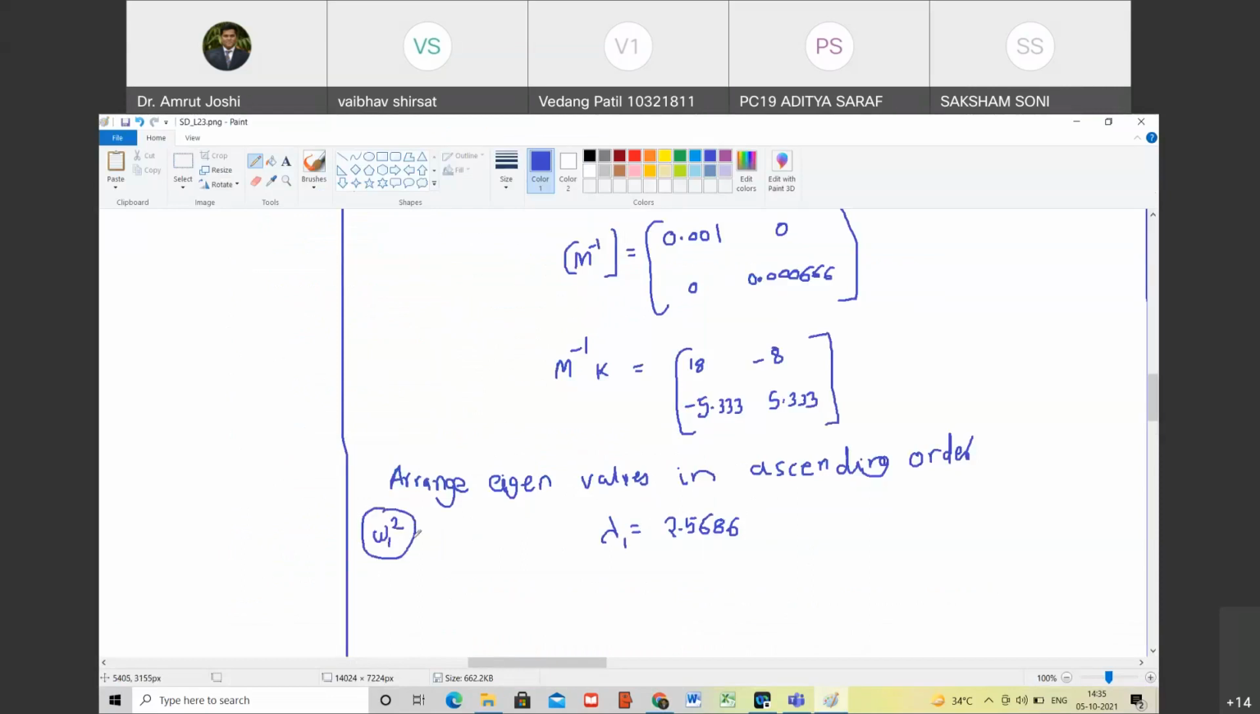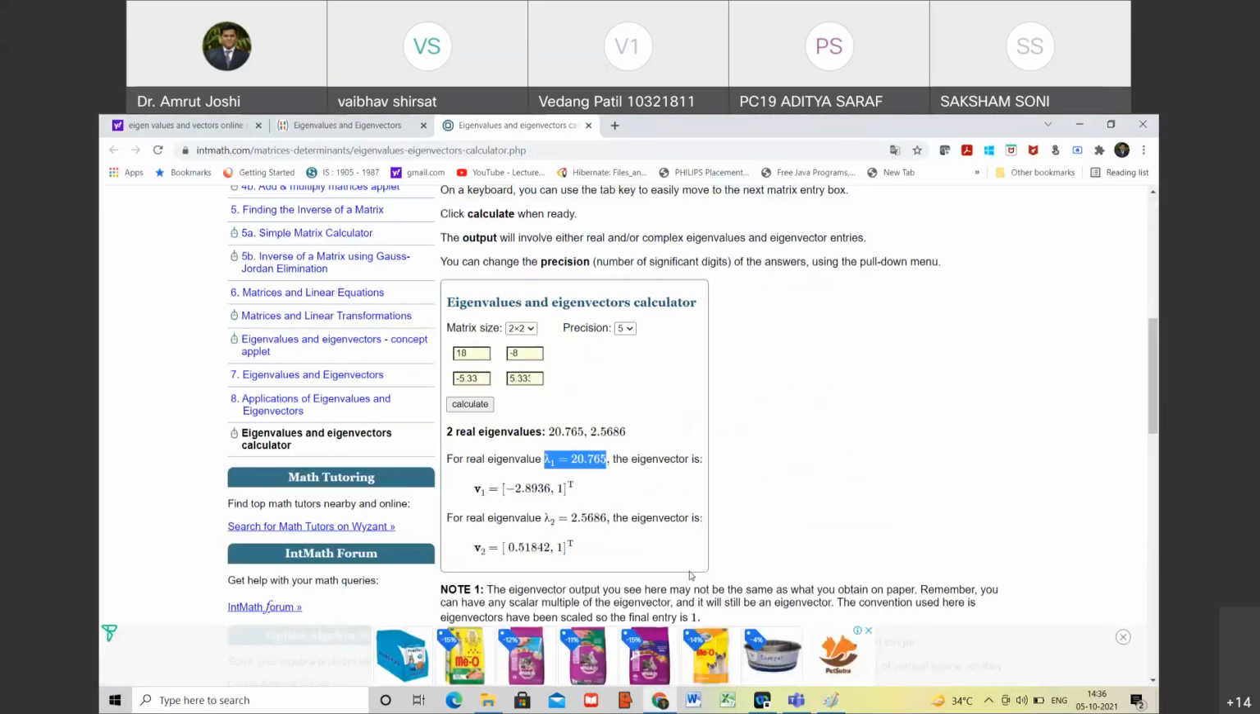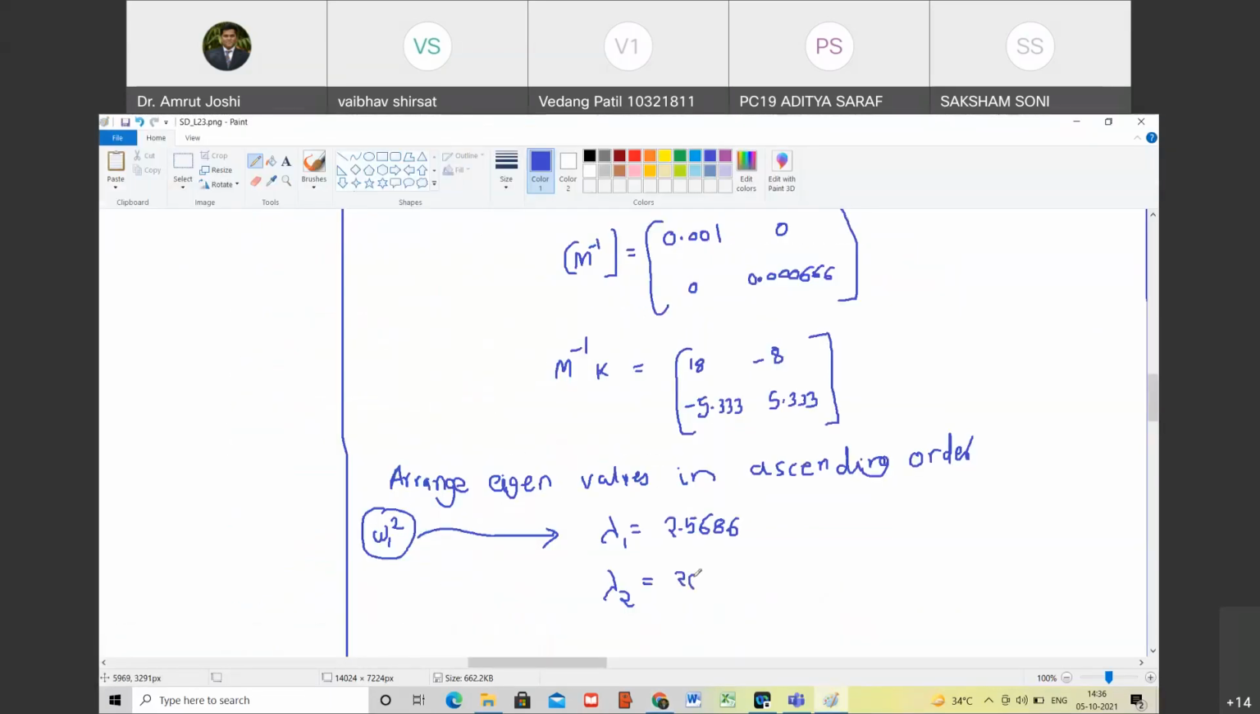We have already done this. This value will be equal to omega 1 square. We will prove that once again later, but remember that it is going to be the square of the first natural frequency. And lambda 2 is going to be equal to how much? 20.765. So it is the square of omega 2, the second mode frequency. Happy?